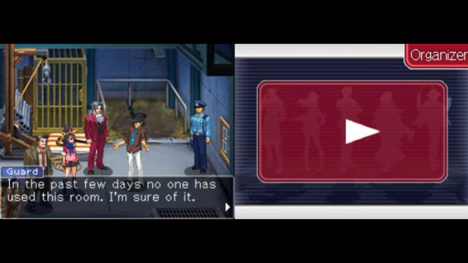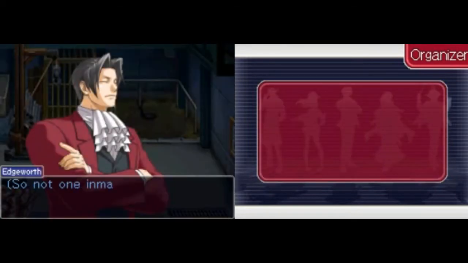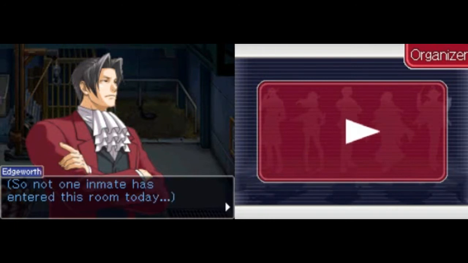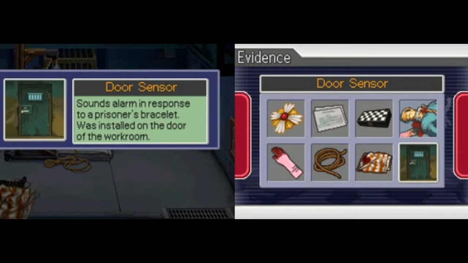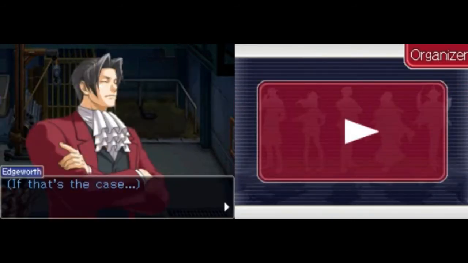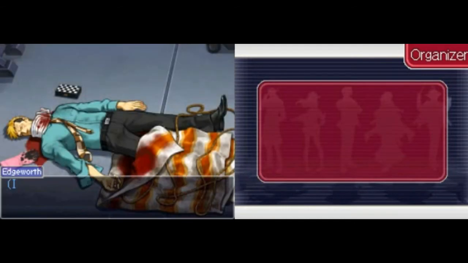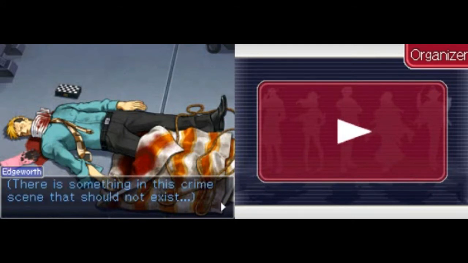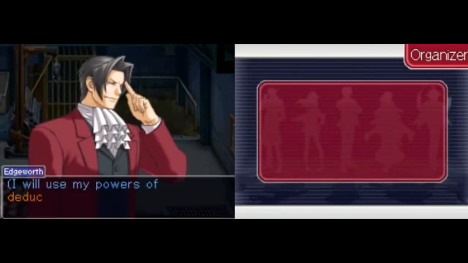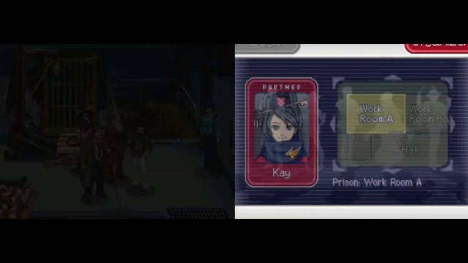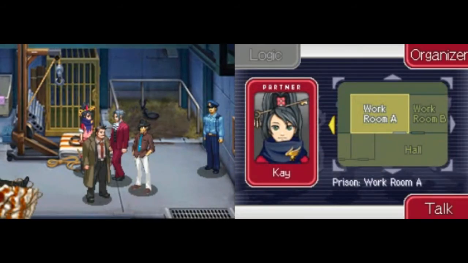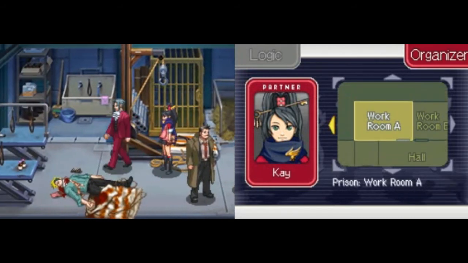In the past few days, no one has used this room, I'm sure of it. So not one inmate has entered this room today. Door sensor data jotted down in my organizer. If that's the case, it raises a contradiction with the crime scene. There's something here in this crime scene that should not exist. I will use my powers of deduction and inspect the crime scene again.